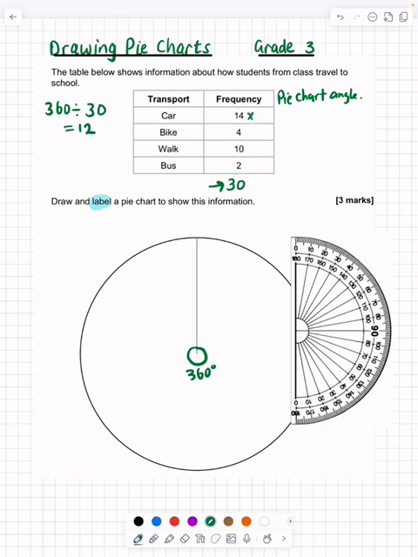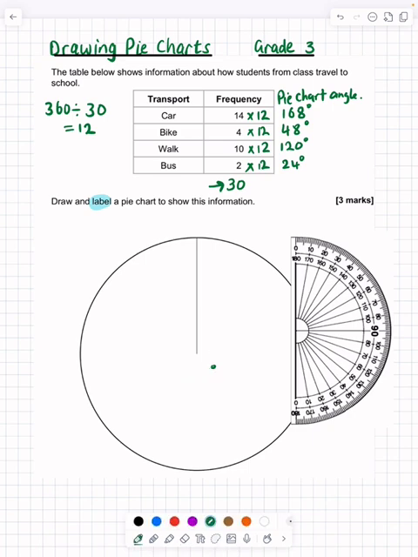So 14 times 12 is 168 degrees. 4 times 12 is 48. 10 times 12 is 120 degrees. And then 2 times 12 is 24 degrees. So this is the information that we have to plot on this pie chart.